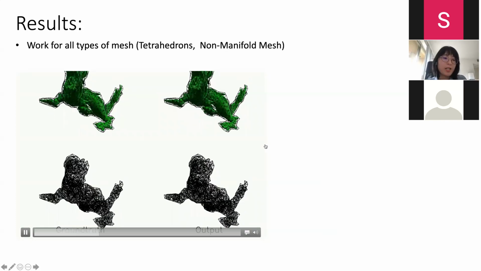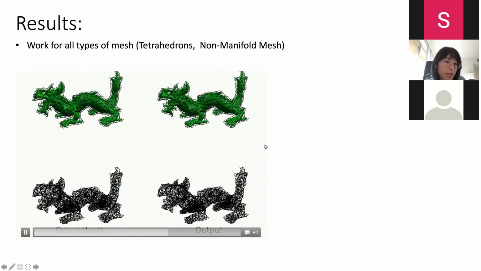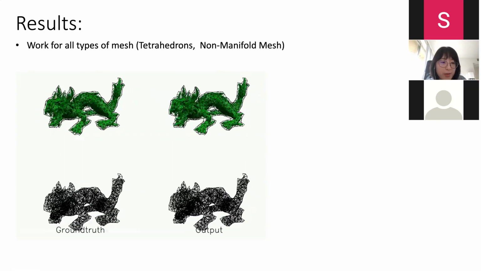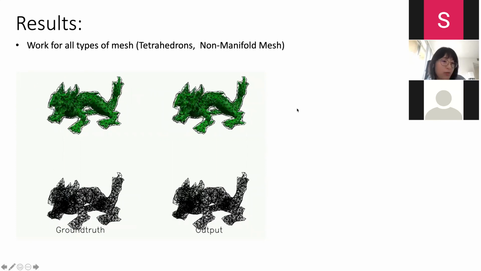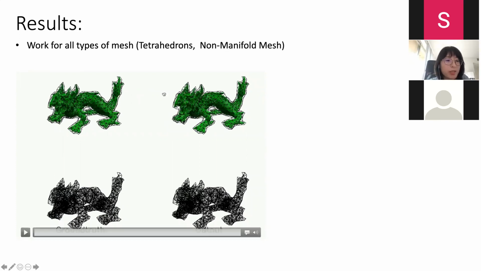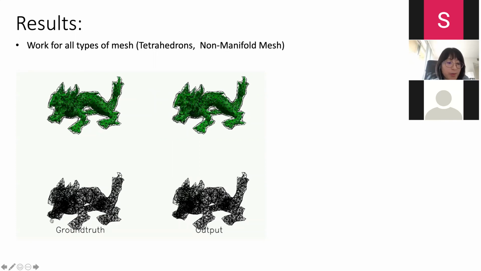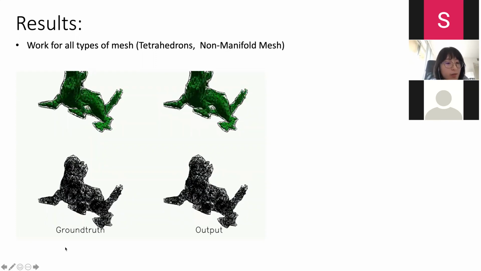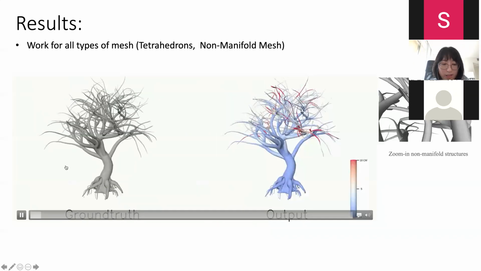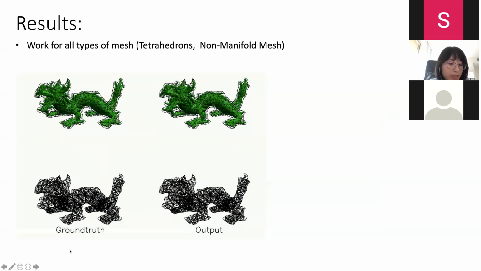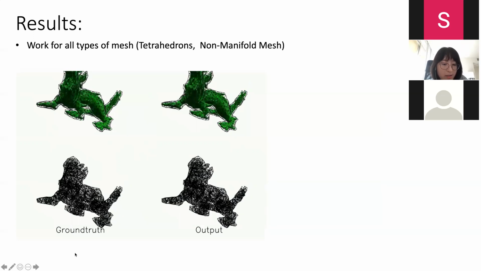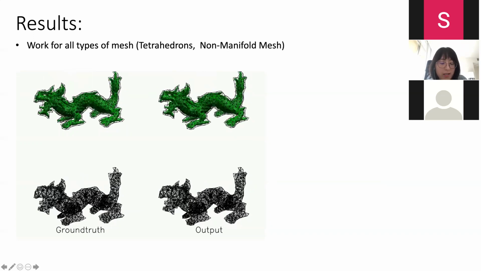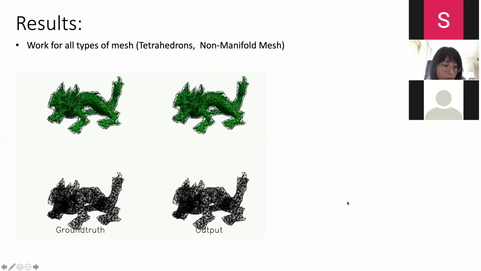Compared to other methods that can only be applied on 2D manifolds, our method doesn't have an assumption on the structure of the mesh, so we can work for all types of mesh. For example, in this one, the dragon is a tetrahedron mesh, and on the left side is the ground truth. Those ground truths are generated by a simulator, and on the right side is our output. This autoencoder encoded the sequence of the tetrahedron simulation.